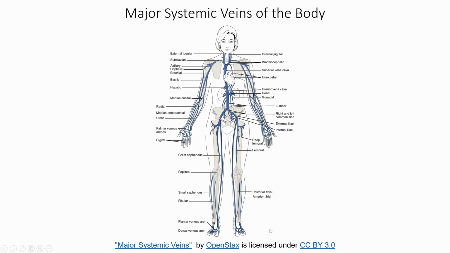So a lot of these are very similar in their names, just named for the region we find them in, with a couple exceptions like the basilic, median cubital, great saphenous, small saphenous, right? Those are ones that we haven't seen yet.